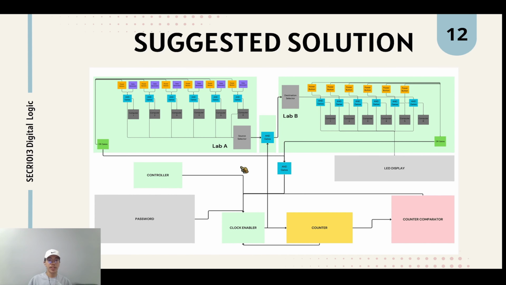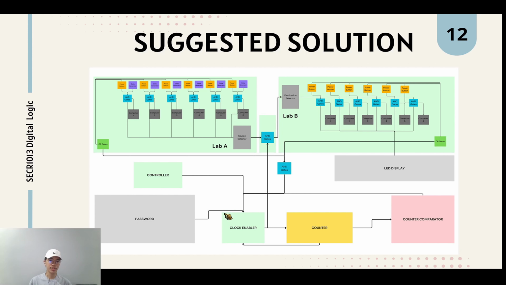Next, we move on to the clock enabler function. The clock enabler is the system which enables the data from lab A to be transmitted to lab B. Because as you can see, the AND gate that is located between lab A and lab B, one of the inputs is the clock enabler. So if the clock enabler's output is 0, the data from lab A cannot be transmitted to lab B. So essentially, the clock enabler must also be 1 in order for the data to be transmitted.